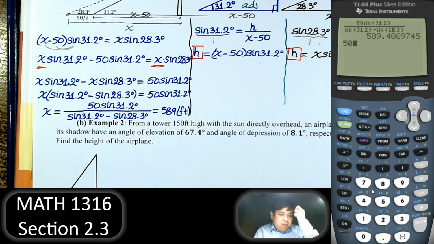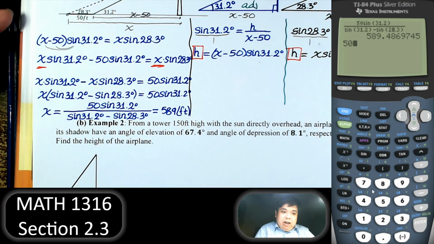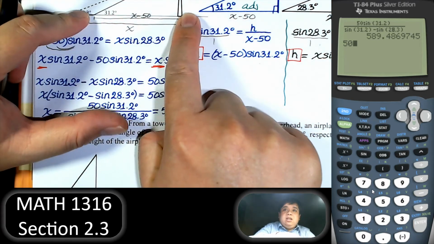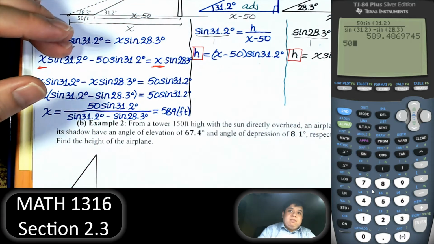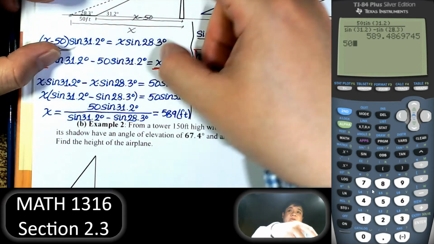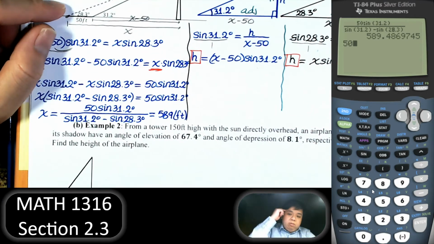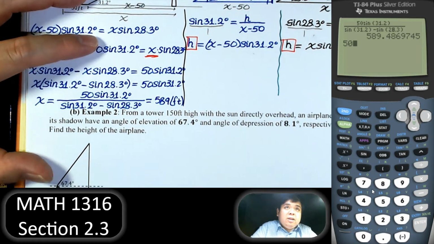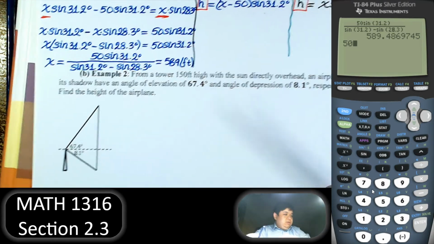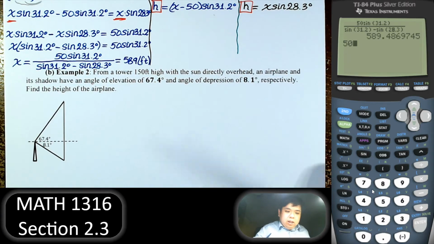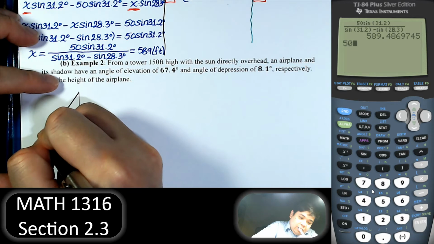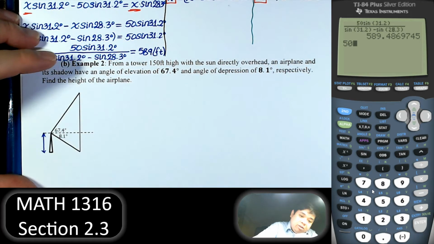So like I said, this example is extremely handy in situations where we cannot physically walk to the base of an object to measure the height. In that case, we can still find the height of an object from a distance. Here is another example. From a tower that is 150 feet high. So the height of the tower is 150 feet.